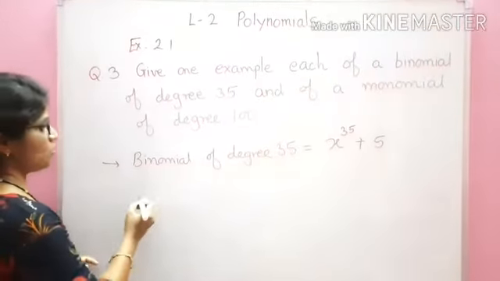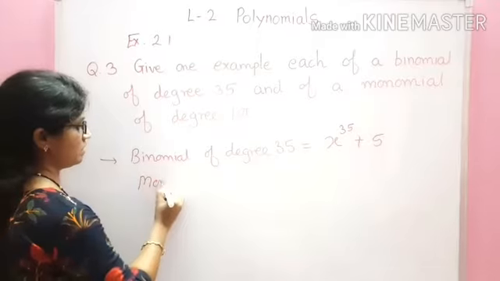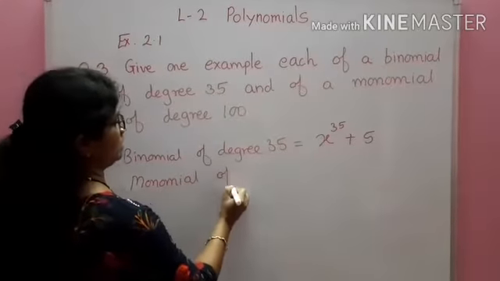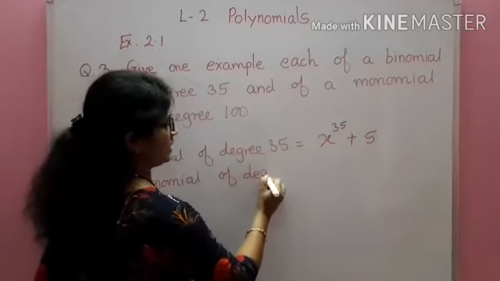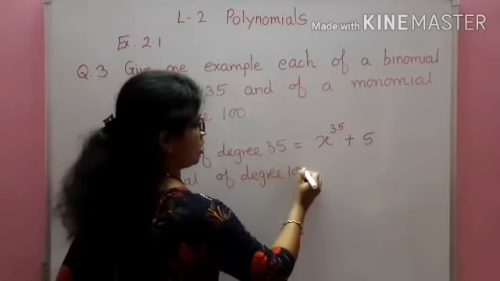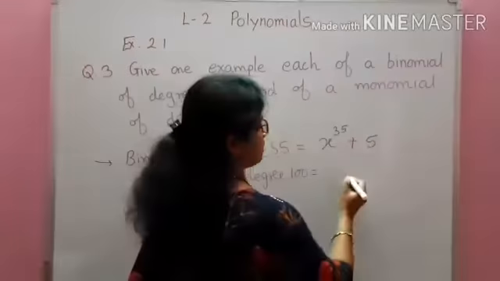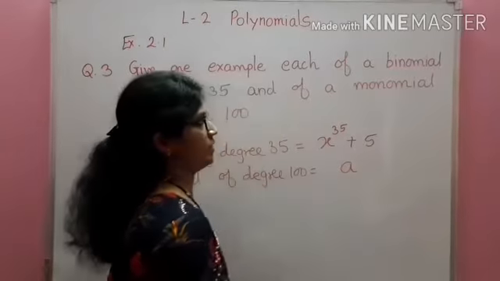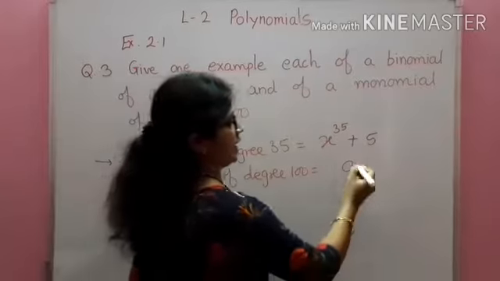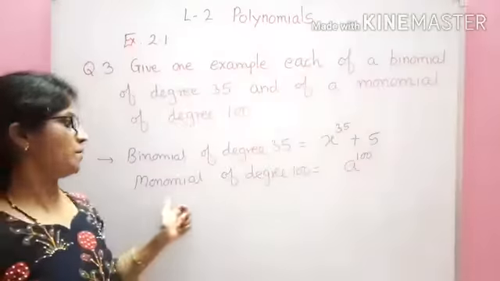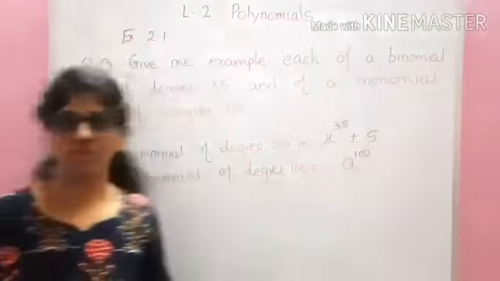Next is monomial of degree 100. So here monomial of degree 100. Now monomial means what? Only one term should be there. So one term I will take a. And what is the degree? a raised to power 100. So this is a monomial of degree 100.